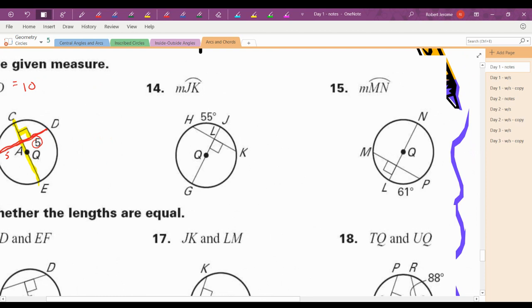And we're going to use that same exact thought process, that same exact reasoning in number 14. We're looking for JK, the arc JK. Well, this one is 55. So again, in 14, we have a diameter perpendicular to the chord, so it bisects the chord and the arc. So we have 55 degrees.